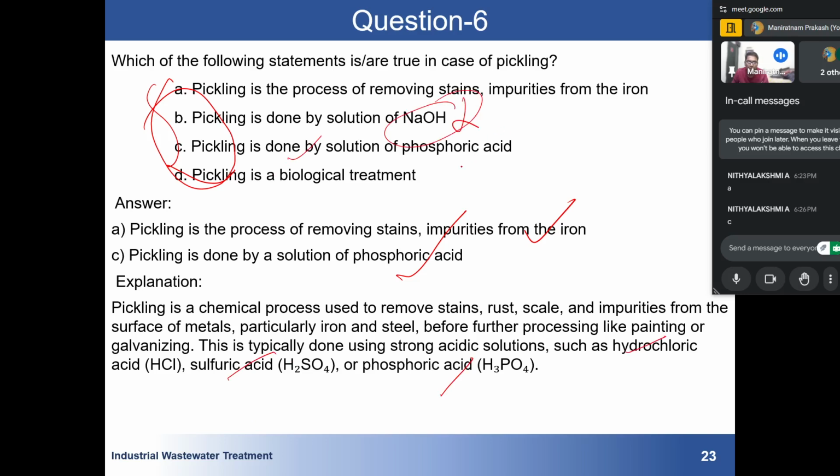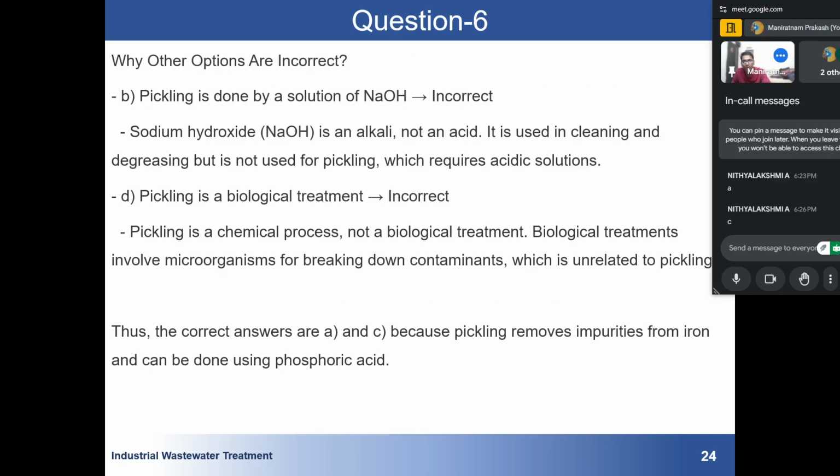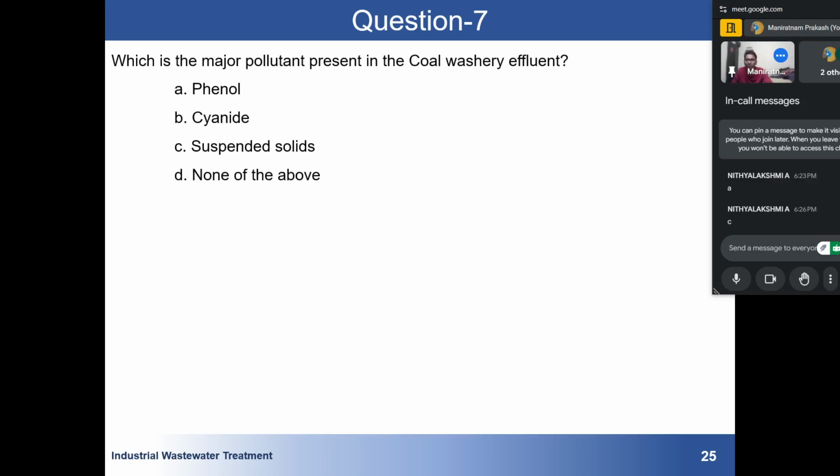Now, acid is used, so phosphoric acid. It's not biological; we are adding some kind of chemical. It is a fully chemical process, and an acidic chemical at that. Sodium hydroxide is an alkaline, not an acid. It is used for cleaning and degreasing, but not pickling, which requires acidic conditions. Pickling is not biological; again, we are adding chemicals. Thus the correct answer is A and C.